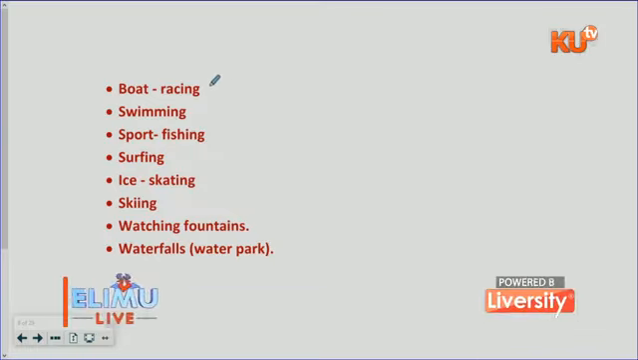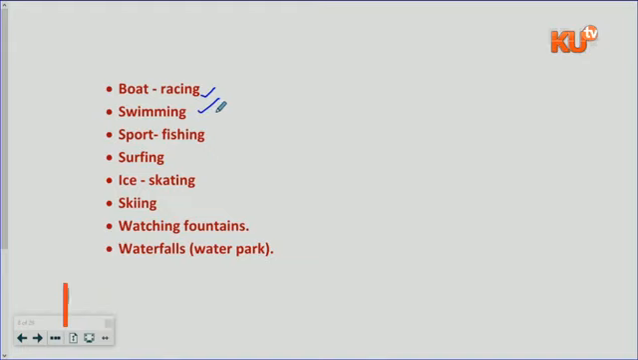Some activities done for enjoyment include some of these activities that we can do so that we can enjoy ourselves. One, we have got boat racing. And this one you just do for fun. You race for fun. So boat racing is a use of water for recreational or for enjoyment. Number two, we have got swimming. When you go to swim in a swimming pool, swimming is grouped as a use of water for enjoyment or for recreation.